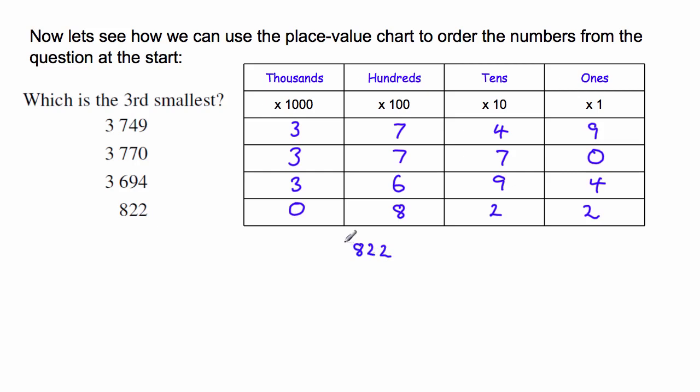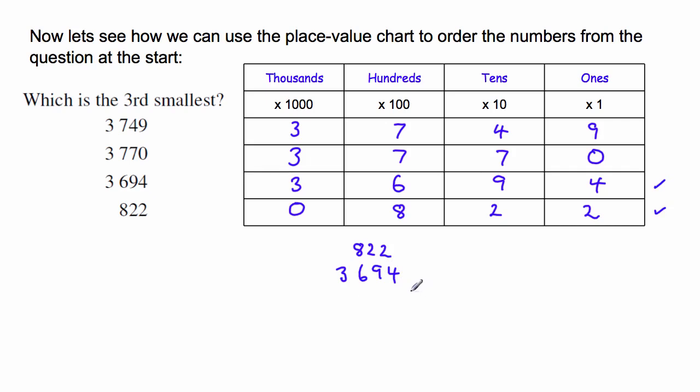What about the second smallest number? Well, each of the thousands has a 3 in it in these numbers. That means we need to go to the hundreds column to look at the next number to see which is the smallest. Now, this one has 7, this one has 7, but this has only got 600. So this would be the second smallest number. So we're going to write this down as the second smallest number, 3,694.